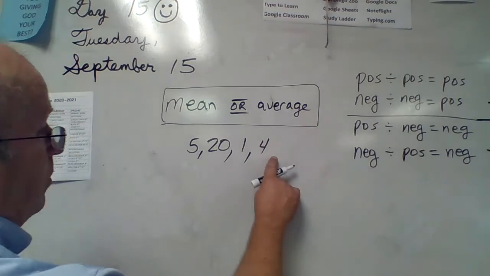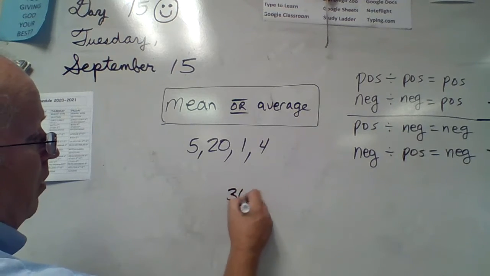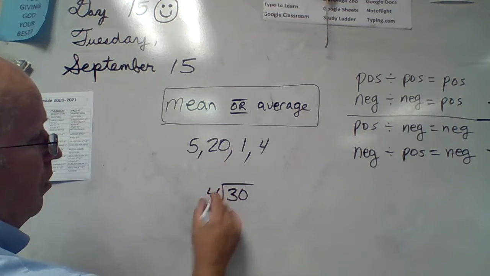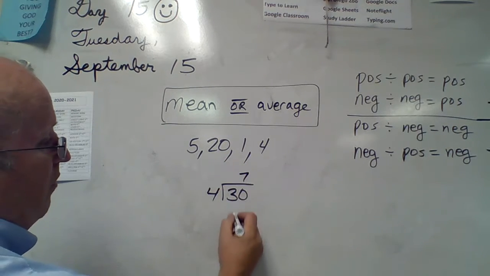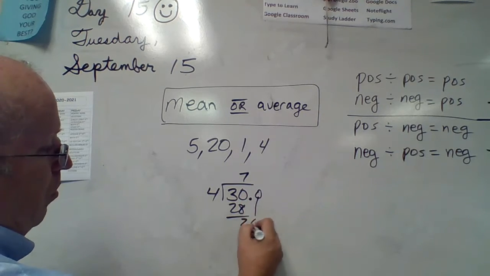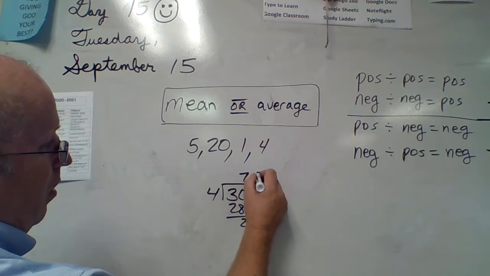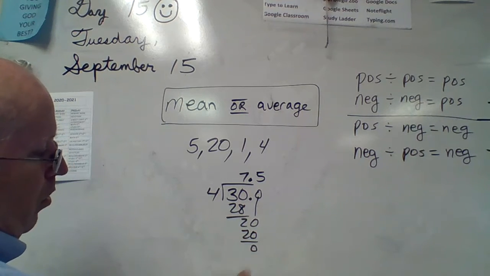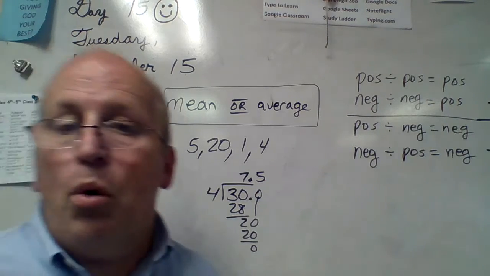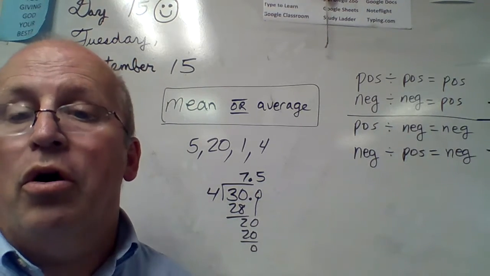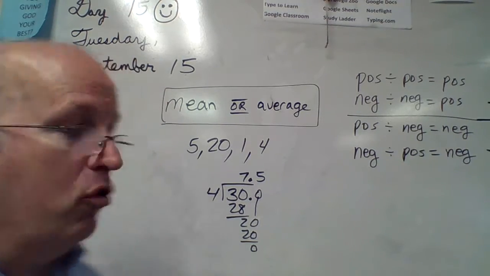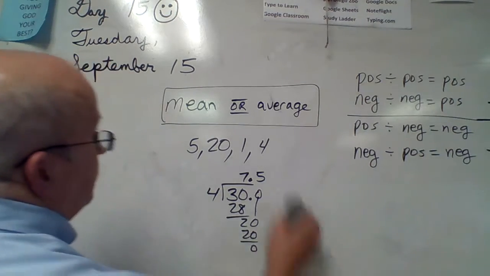Well, add up all these numbers. If I add them up, I get 30. Divide by the amount of pieces of data. There's 1, 2, 3, 4. 4 goes into 30 7 times. Uh-oh, we got a remainder. Let's bring down a 0. 4 goes into 20 5 times. No more remainder, nothing else to bring down. Parker caught 7.5 fish per fishing trip. His average was 7.5 fish. Let's try one more.